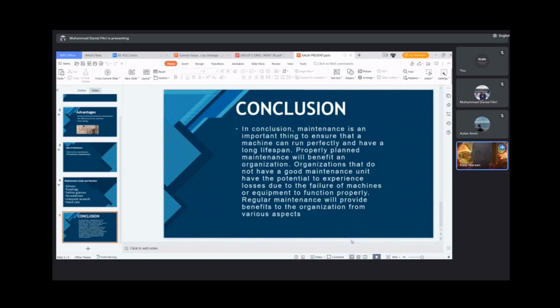Conclusion. In conclusion, maintenance is an important thing to ensure that a machine can run perfectly and have a long lifespan. Properly planned maintenance will benefit an organization. Organizations that do not have a good maintenance unit have the potential to experience losses due to the failure of machines or equipment to function properly. Regular maintenance will provide benefit to the organization from various aspects.